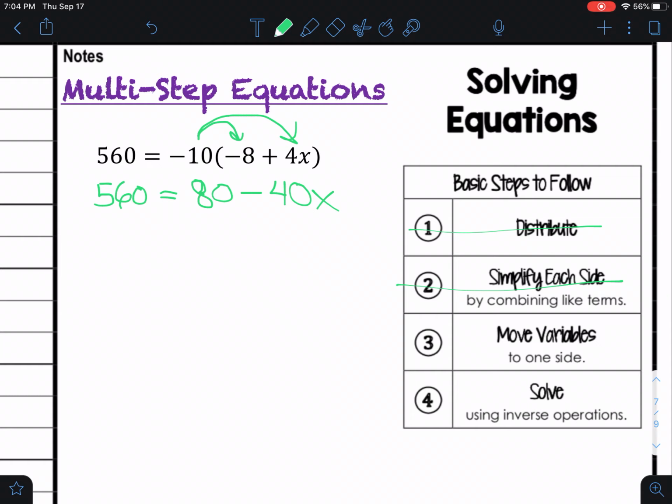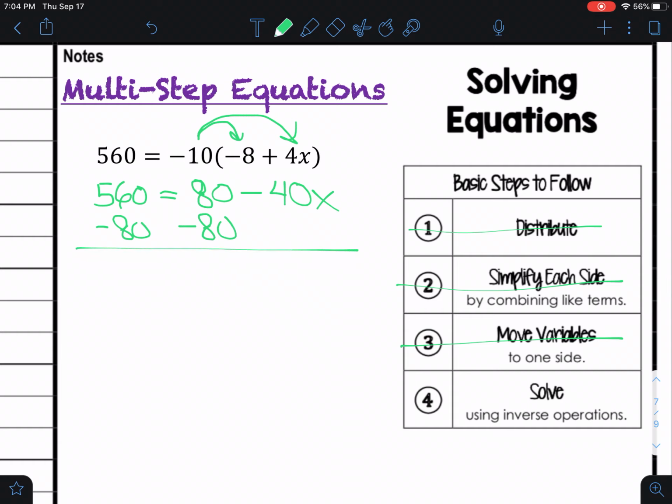Move my variables to one side. All my x's are already on one side. So now I'm on to step 4. All right, so I'm going to solve. This is a 2-step equation. I need to get rid of this 80. You'll notice it's a positive 80. I know that because in front of it I don't see a negative there, so I'm going to do the opposite and subtract 80 from both sides.